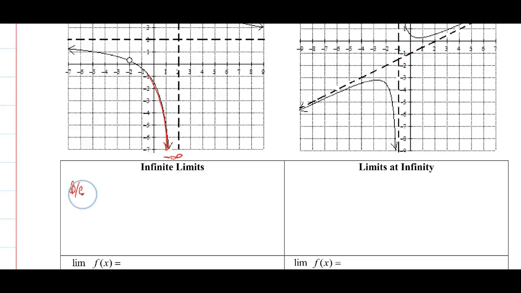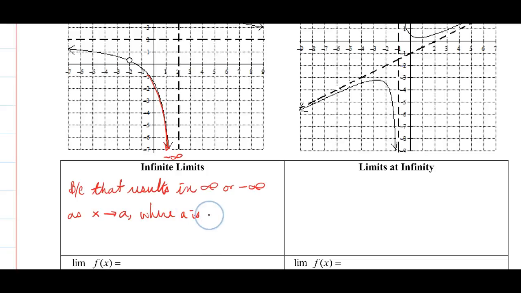because it is a limit that results in a positive or negative infinity as x approaches some number a, where a is a real number. So infinite limits are limits that result in infinity as our x value approaches some number. And these will always result in a vertical asymptote.